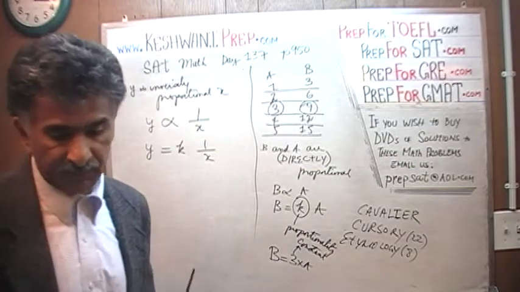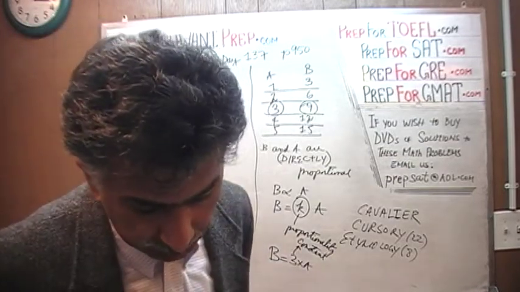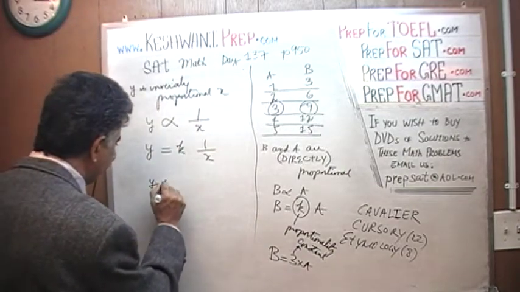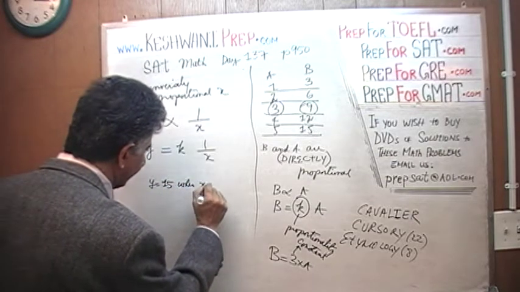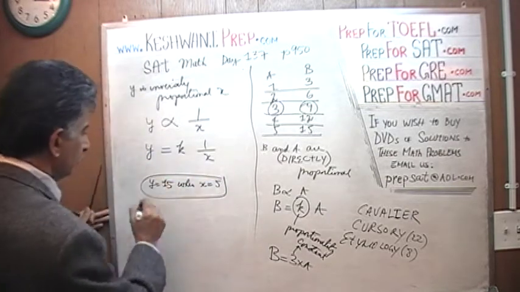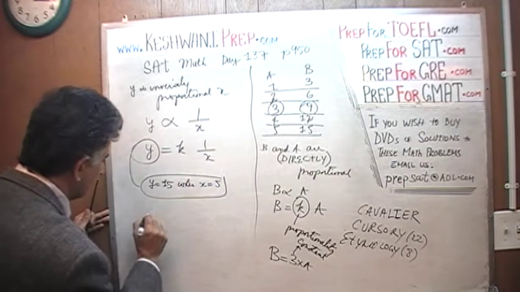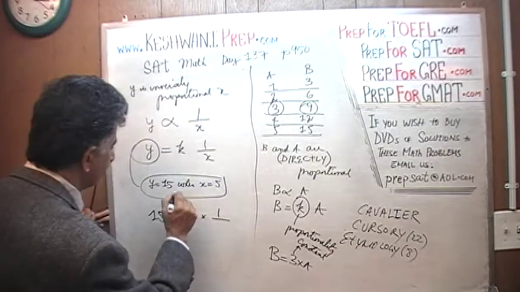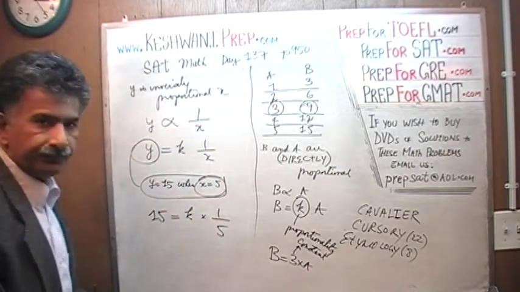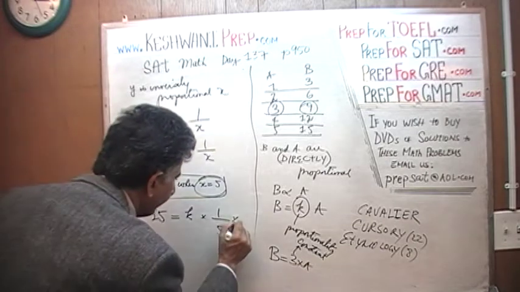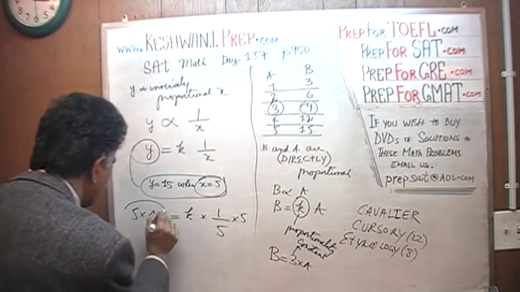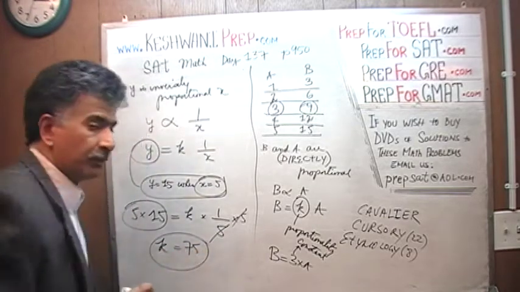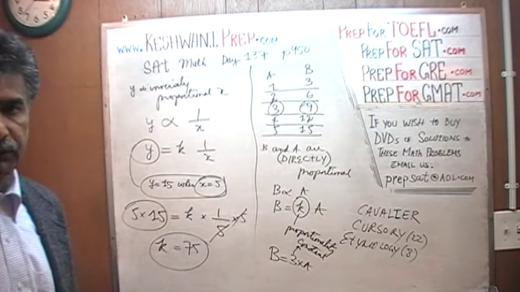And they give us that pair. They tell us in the problem that y equals 15 when x is 5. So we're going to use that here. Y equals 15 equals k times 1 over x, which we know is 5. Voila. Multiply both sides by 5. And here it is. This is our constant. Our proportionality constant for this particular scenario is 75.